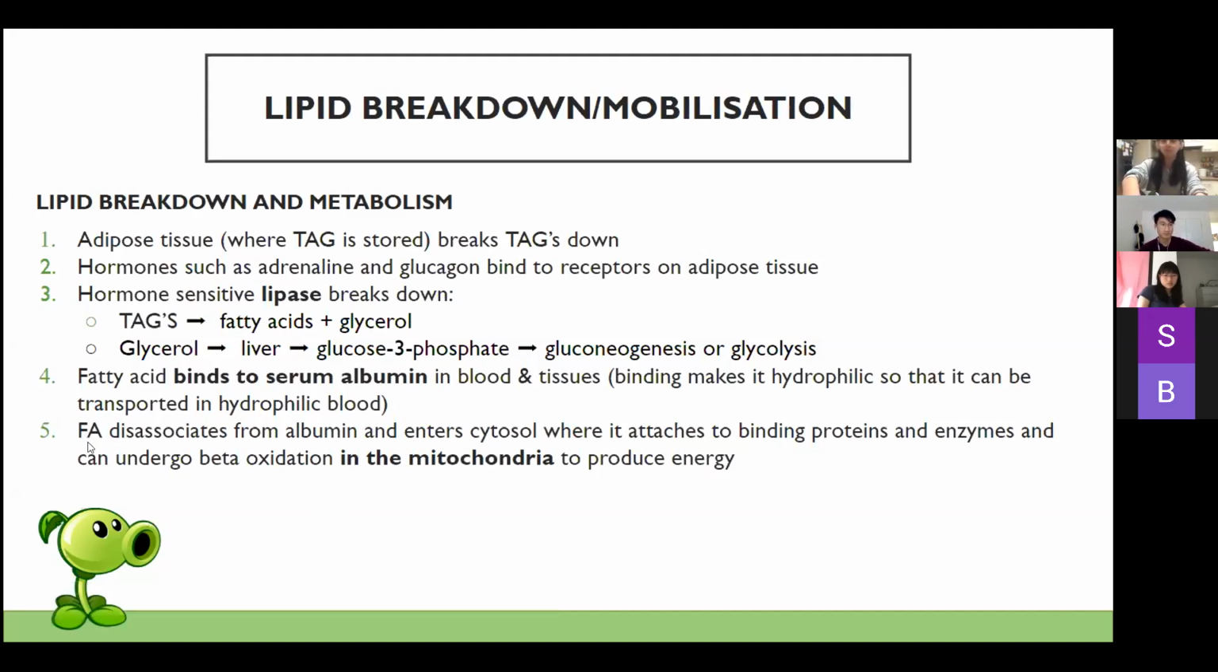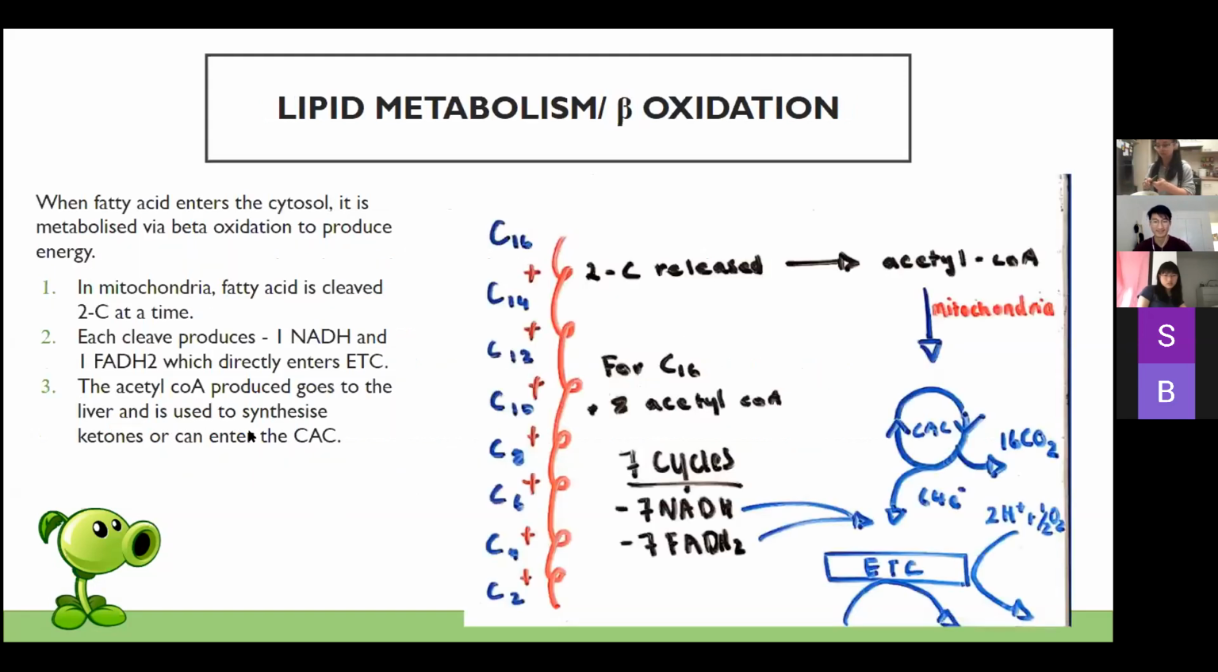Once that happens, the fatty acid travels in the blood and undergoes beta oxidation within cells, and that's going to produce acetyl-CoA, which can then go through the citric acid cycle and then the electron transport chain. So this is beta oxidation here.